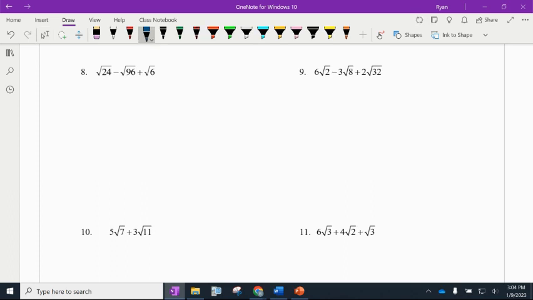On to number 8. Square root of 24 will break down. I'm using square root of 4 and square root of 6 because the square root of 4 is 2. So square root of 24 is 2 square root of 6.